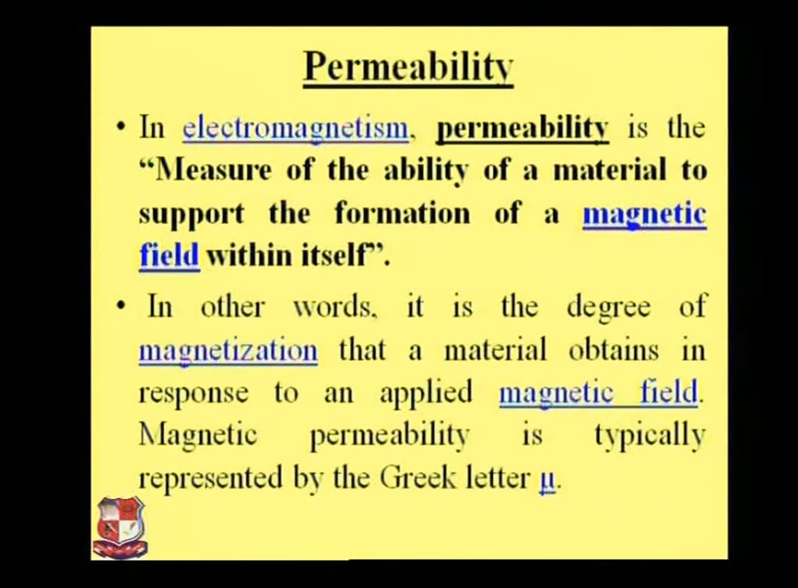In other words, it is the degree of magnetization that a material obtains in response to an applied magnetic field. So how much magnetic field can be generated using that magnetic material can also be told from the permeability. The magnetic permeability is typically represented by the Greek letter mu.